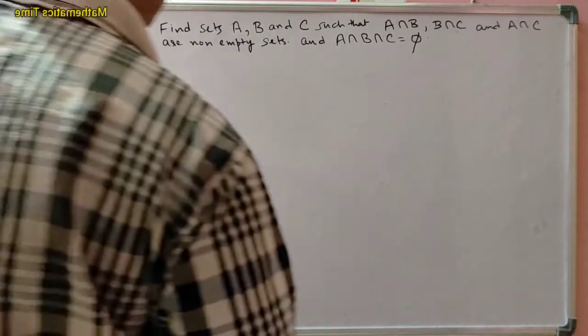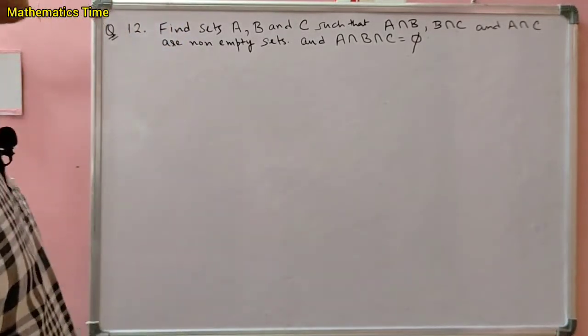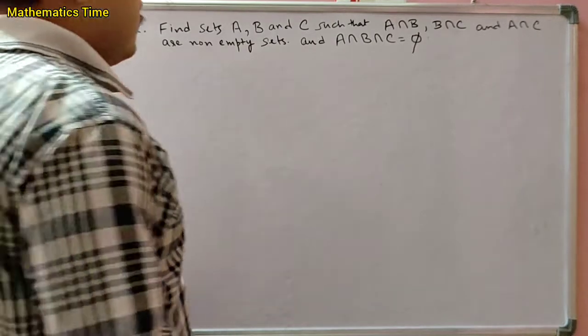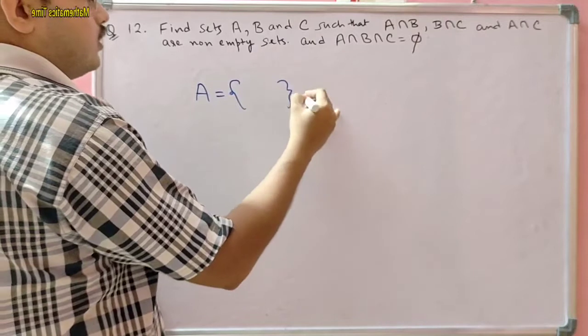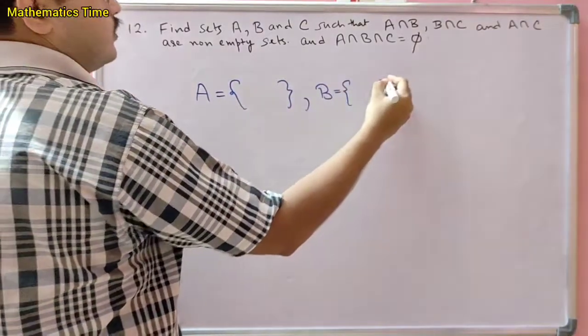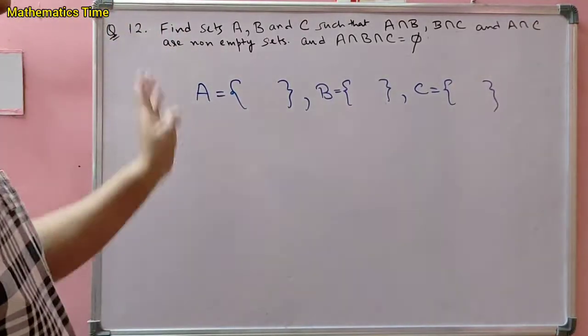So our next problem is find sets A, B, C such that A intersection B, B intersection C and A intersection C are non-empty sets and A intersection B intersection C equal to phi. So there will be lots of sets supporting this condition, but we will be making as small a set as possible with fewer elements. Okay, you can increase the elements, the set will be bigger and this condition will be satisfied with lots of sets.